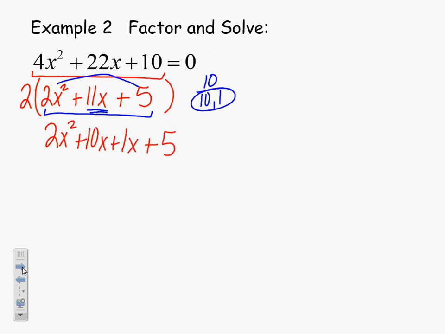And you might be thinking, well, what about that 2 we took out right away? Just kind of let them be there. It's fine. We're just going to deal with our factoring of the 2x squared, the 11x, and the 5 for now. He's still out here. He's just hanging out for a while.